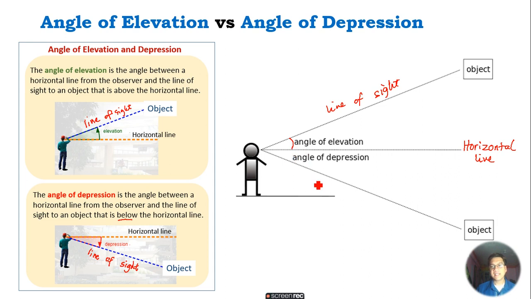Now, in this case, this is again our line of sight, and this person is looking at an object that is below the horizontal line. Therefore, the angle that is formed is an angle of depression. All right, so that is the comparison between the angle of elevation and the angle of depression.